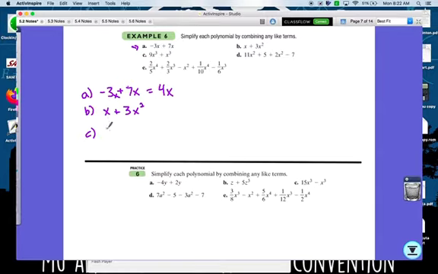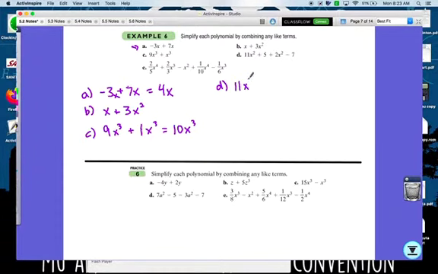All right, for C, I've got 9x to the third plus x to the third. They do have the same variable with the same exponent, so I combine the coefficients. The second term has a coefficient understood of 1, so 9 plus 1 gives me 10x to the third.